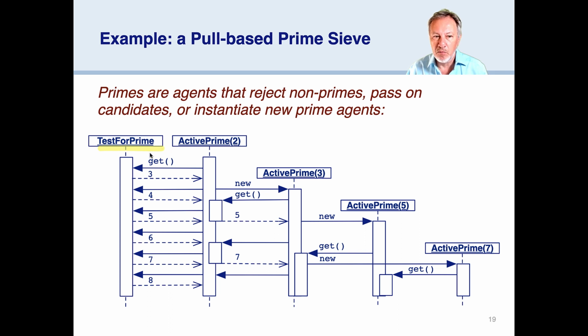One is test for prime, which generates integers to be tested for whether they're prime numbers, and with one prime number, one active object, a prime filter, which is initialized with the value 2. So it's a prime number 2, and it will perform tests for divisibility by 2. Active prime 2 asks test for prime for a number to test. It gets a number 3.